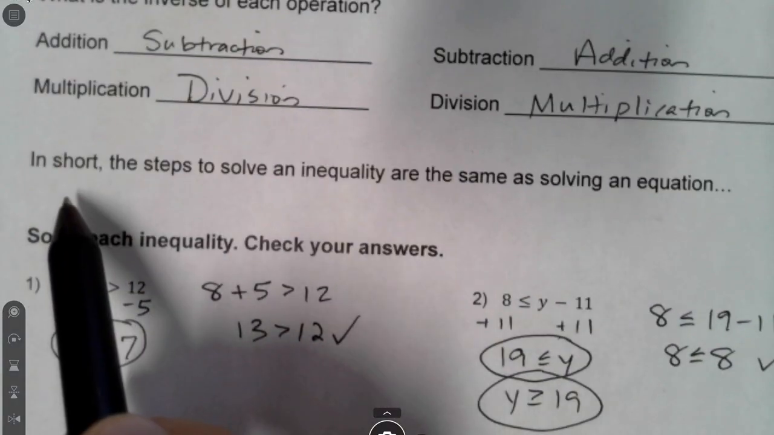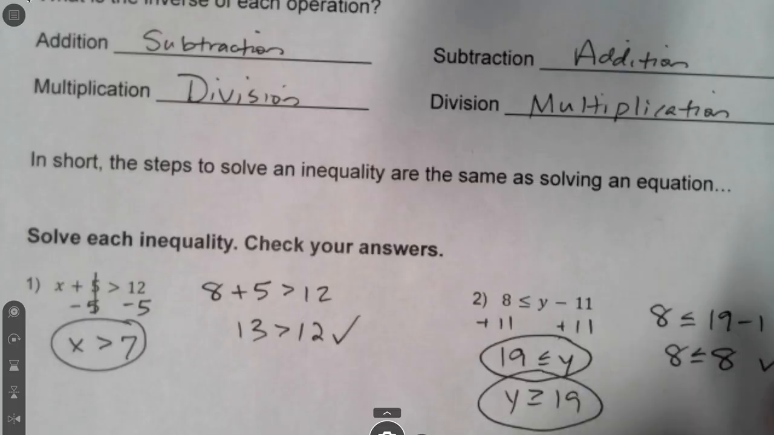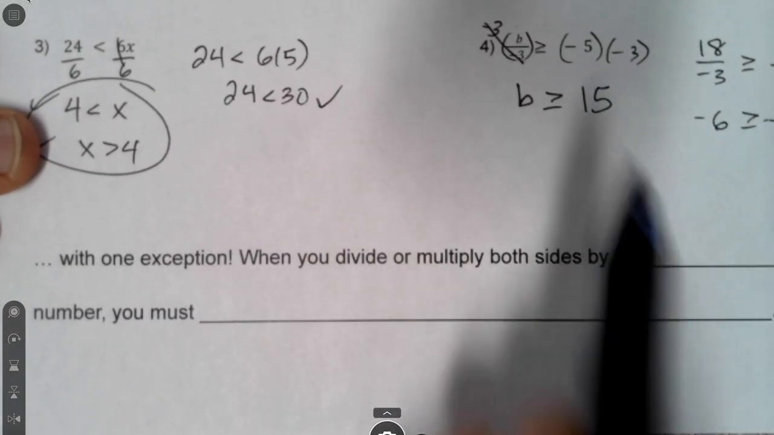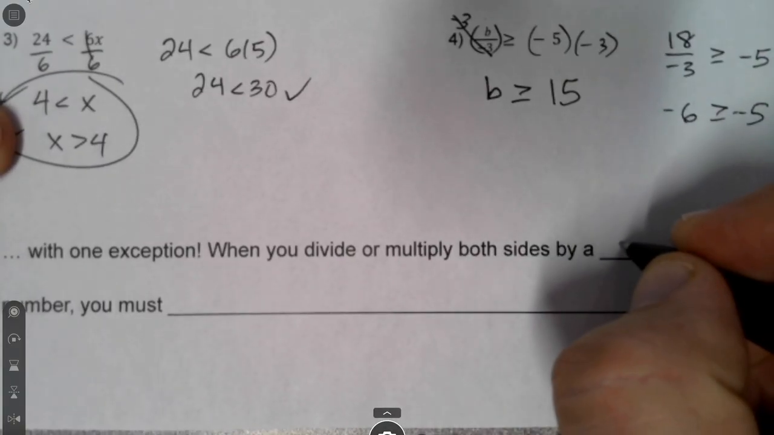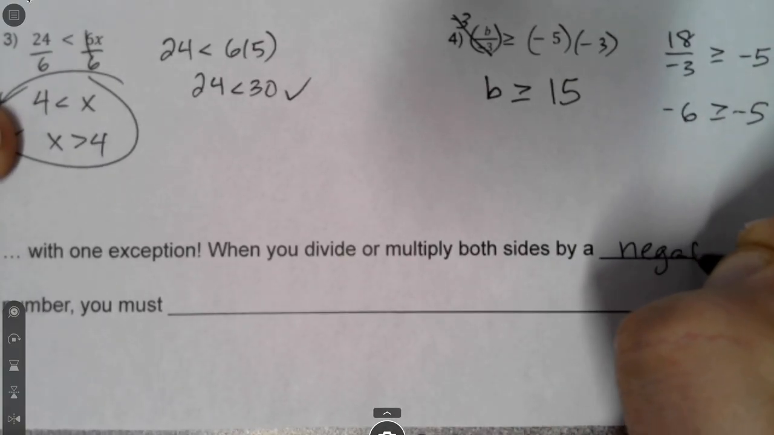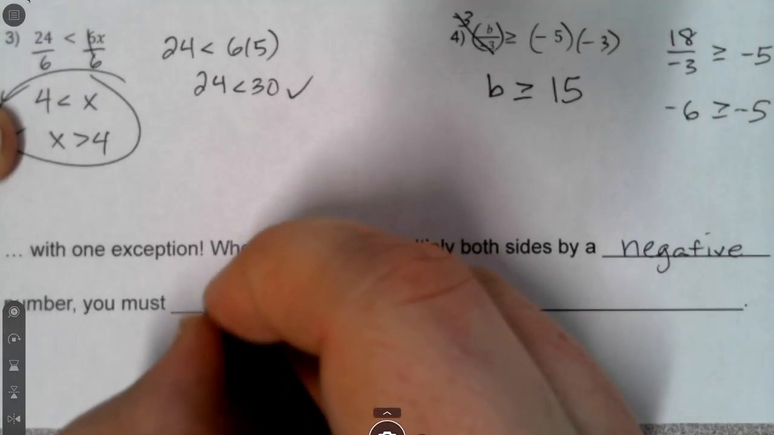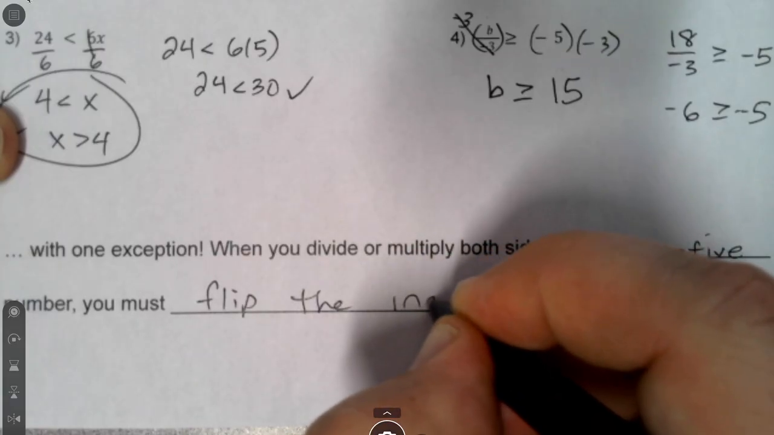Well, that's why I wrote this the way I did. In short, the steps to solve an inequality are the same as solving an equation, with one exception. With inequalities, when you divide or multiply both sides by a negative number, you must flip or reverse the inequality sign.